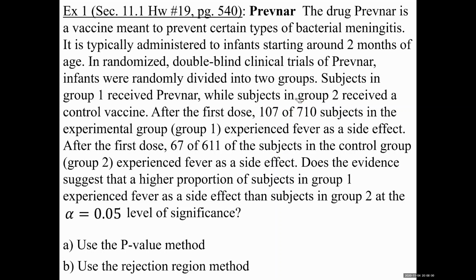After the first dose, 67 of 611 subjects in the control group, group 2, that's the group that took the placebo, got a fever as a side effect. So this many people took the placebo, this many got a fever as a side effect. Does the evidence suggest that a higher proportion of subjects in group 1 experienced fever as a side effect than subjects in group 2 at the 0.05 level of significance? And again, we're going to do the p-value method and then the rejection region method.